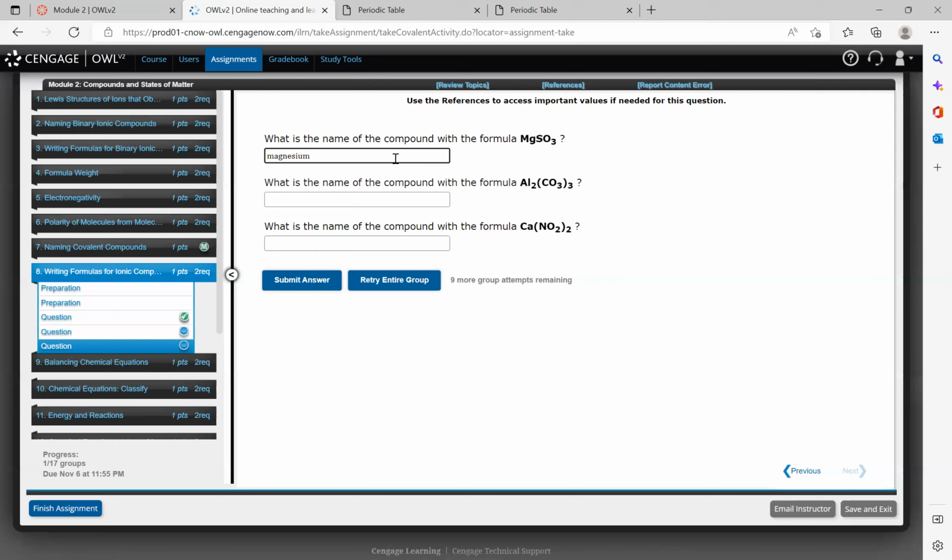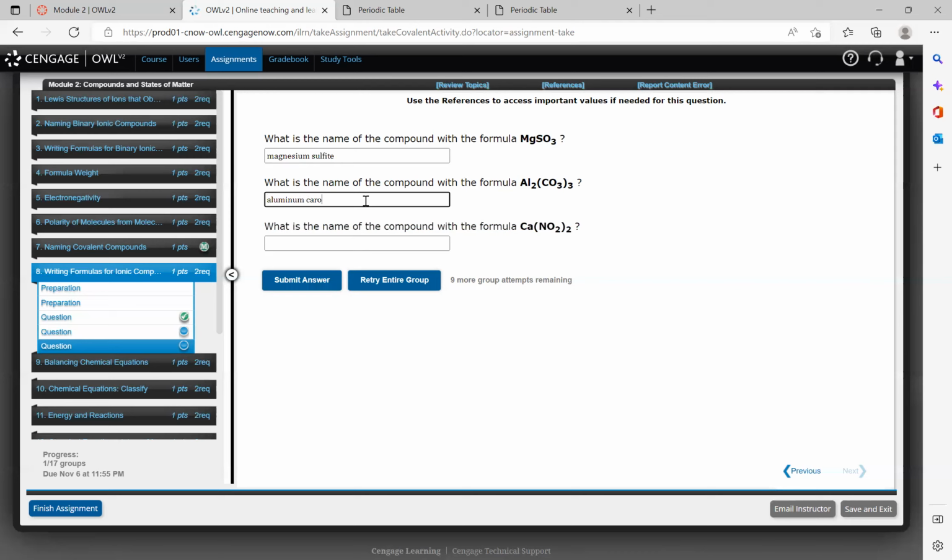Magnesium for Mg, and then SO3 is going to be that we have sulfur sulfite. Magnesium sulfite. Again, SO3 we would get from the polyatomic ion chart, and then we'd be able to name it.